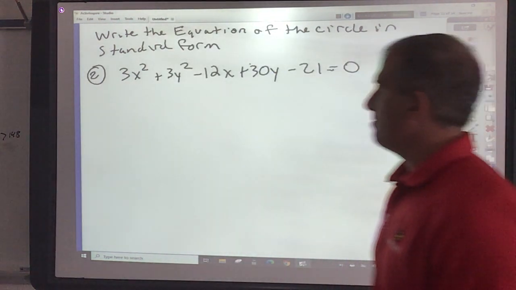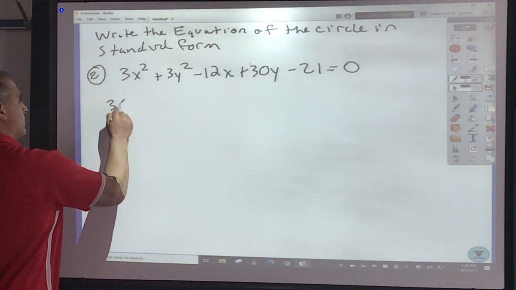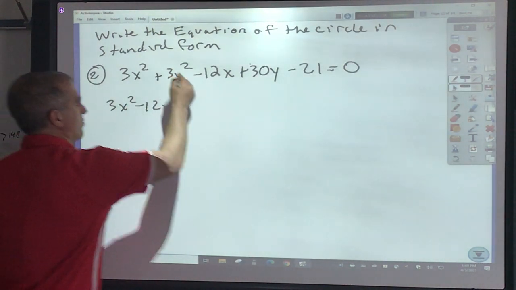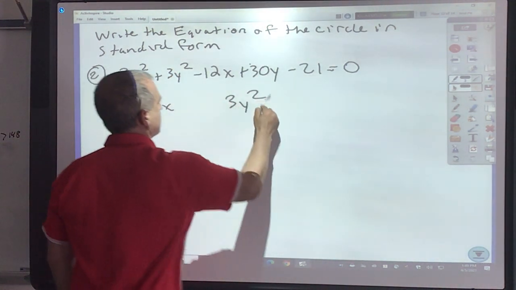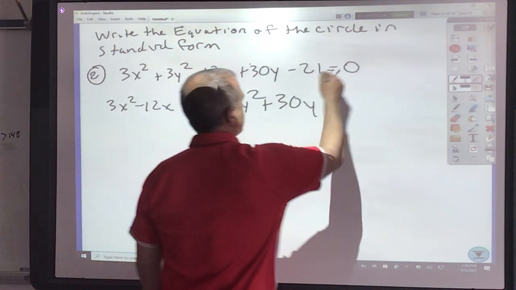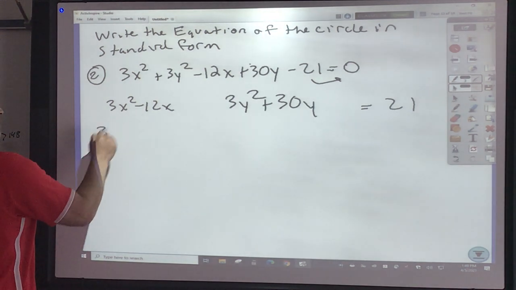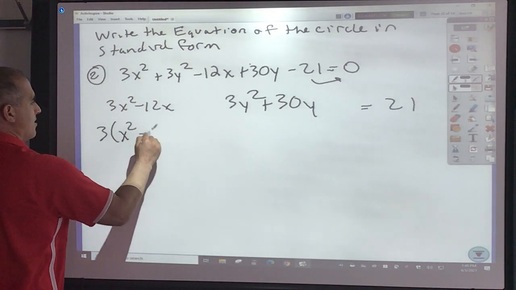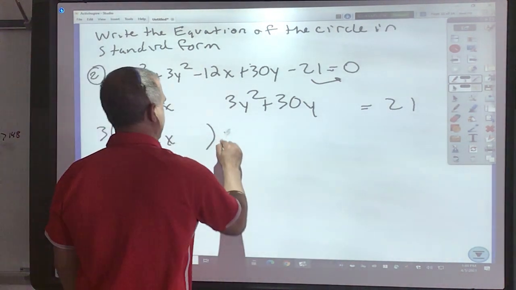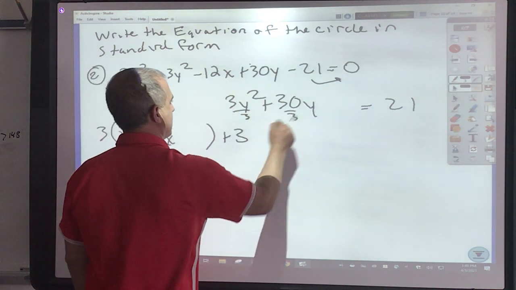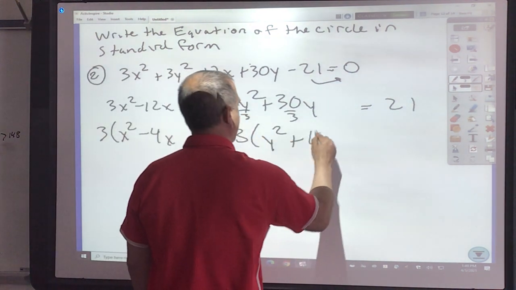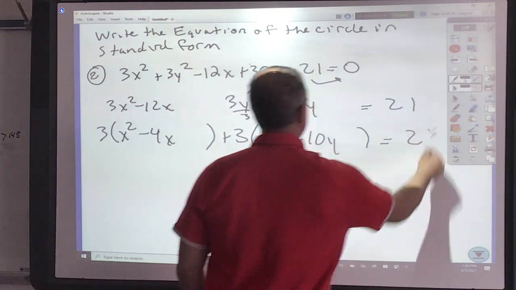So what I want to do is group the x's, group the y's, move this number. It's negative 21 on that side, it becomes positive 21. I have to take out the 3. So that's x squared minus 4x. Take out a 3. This is y squared plus 10y equaling 21.